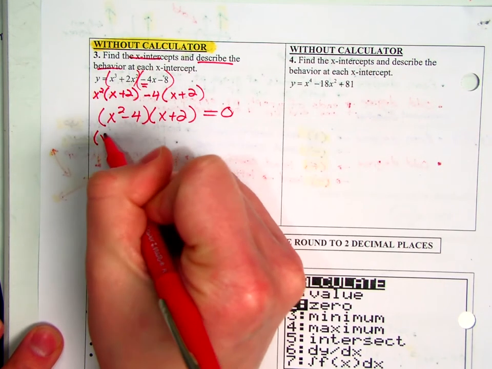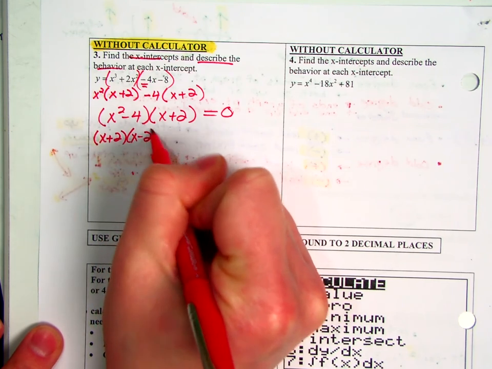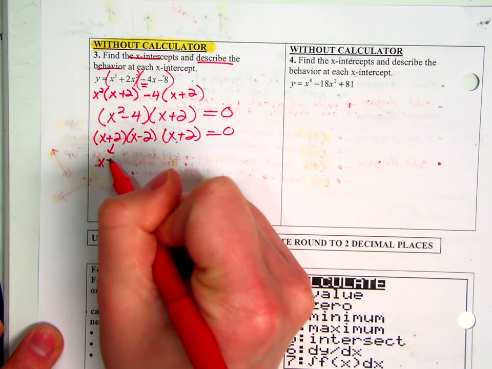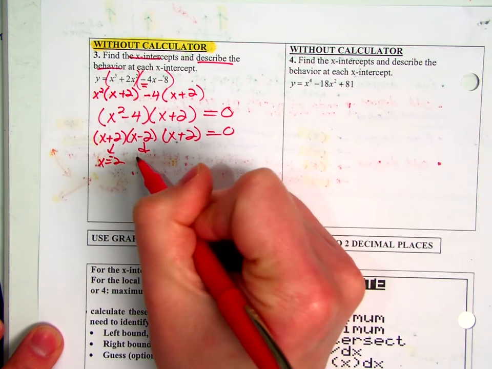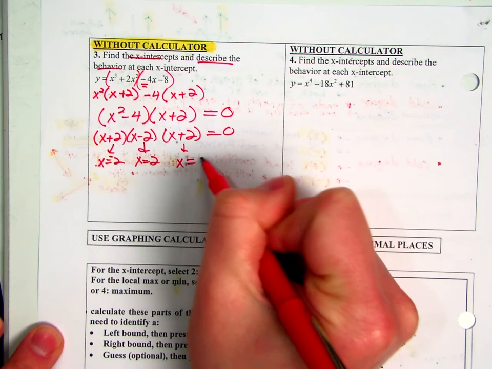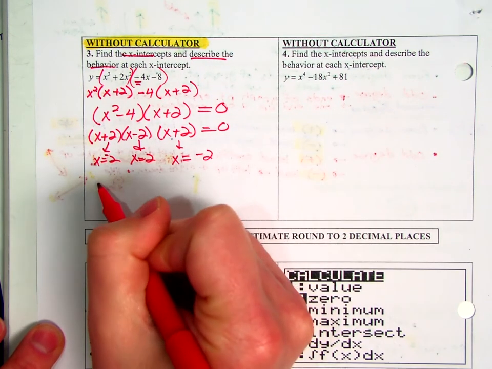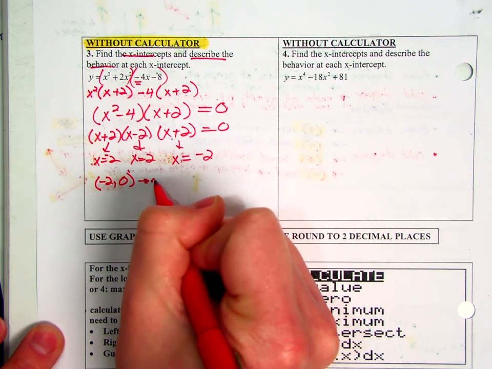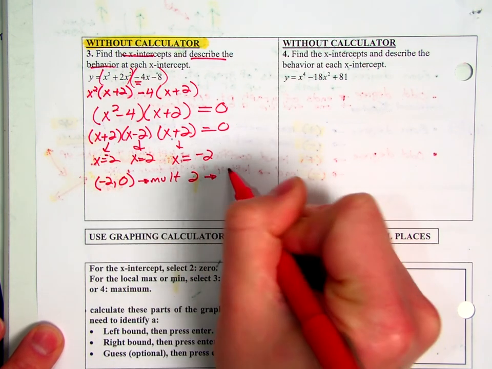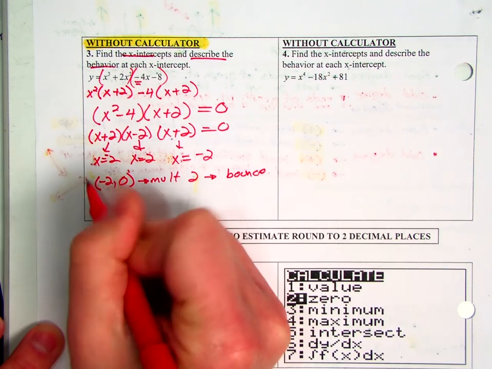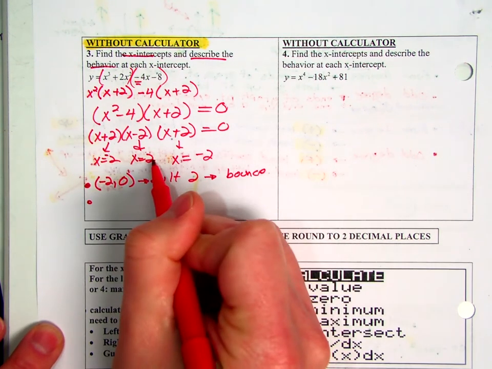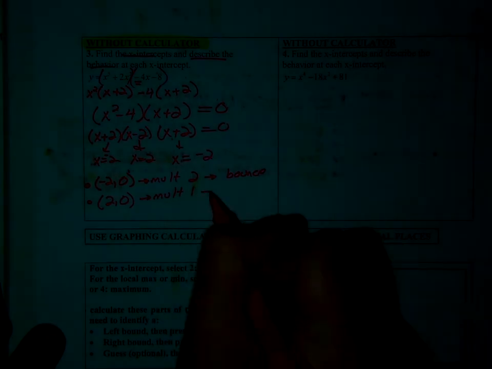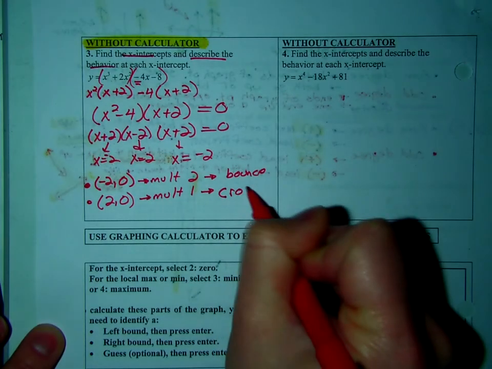I can factor this again to be x plus 2, x minus 2, because it's a difference of perfect squares. So I have x equals 2, x equals -2, and x equals -2 as a solution. Now I know I have an x-intercept at x is -2, y is 0. The multiplicity is 2, which means that it will bounce. My other x-intercept is at 2, 0. The multiplicity here is just 1, and since it's an odd multiplicity, that means it should cross the x-axis.